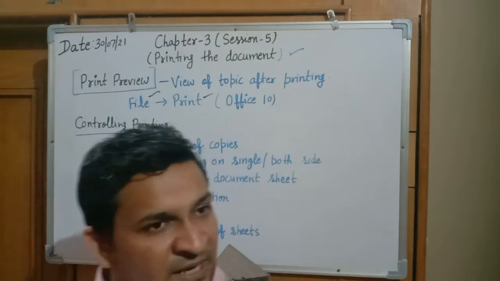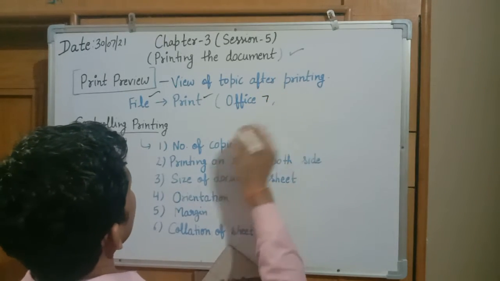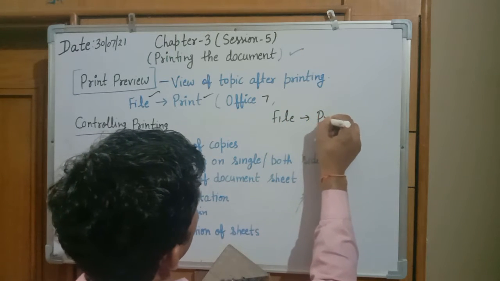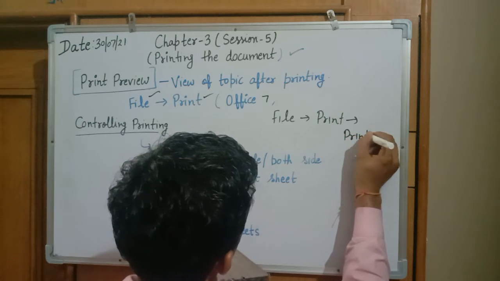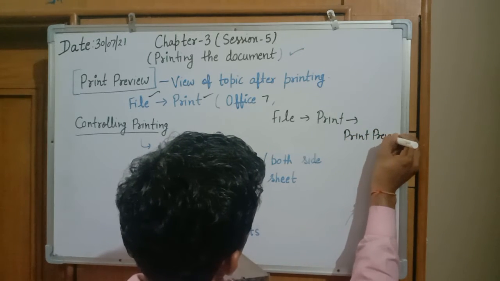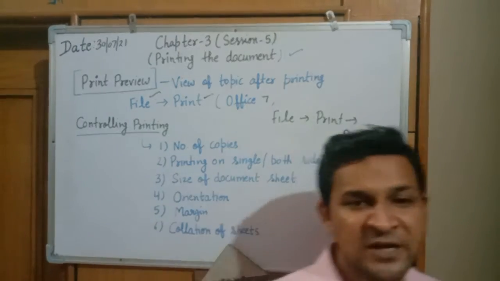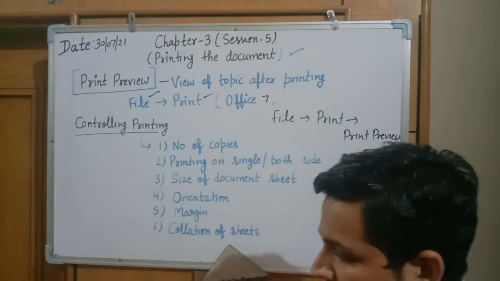If we are using MS Word 2007 or Office 7, in that case we can use the option File. In File, click on Print. In the Print option, there is Print Preview. So this is the method to see the print preview of a document, how it will be displayed after printing.